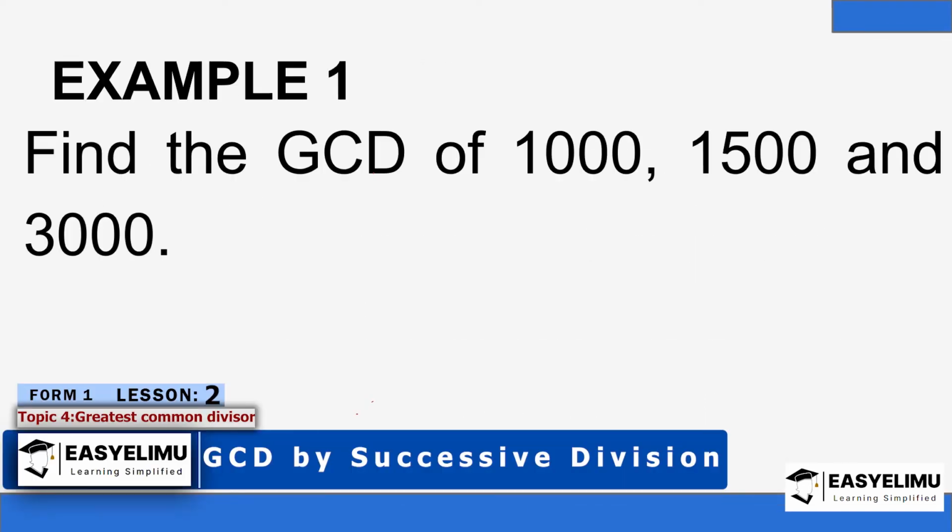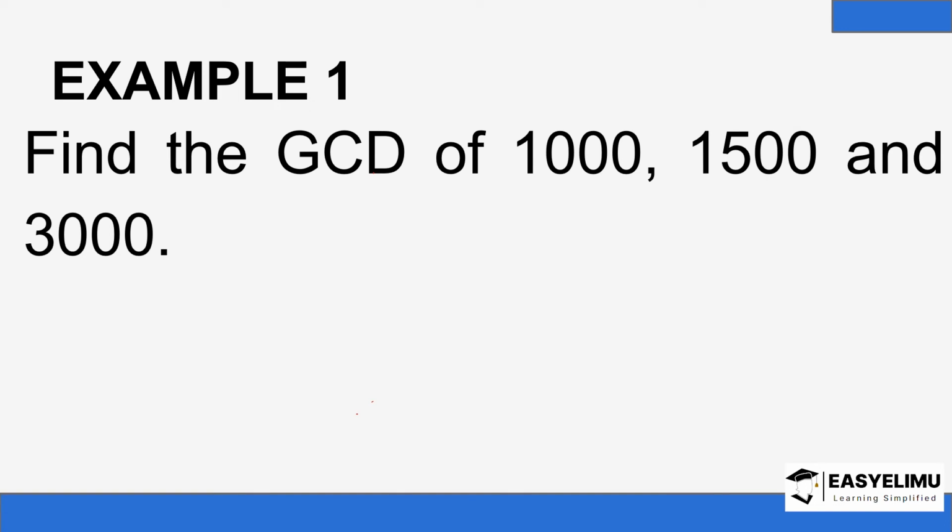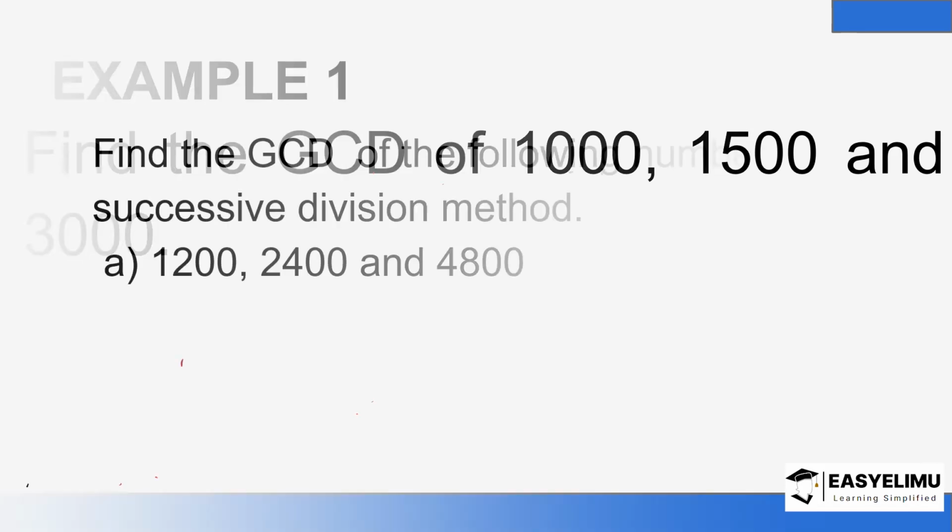So we have our first example here. If you look at the examples we dealt with in the previous slide, the values that we used previously were relatively smaller. Now we're going to deal with values that are relatively larger. So this is the successive division method. We have the GCD of 1000.